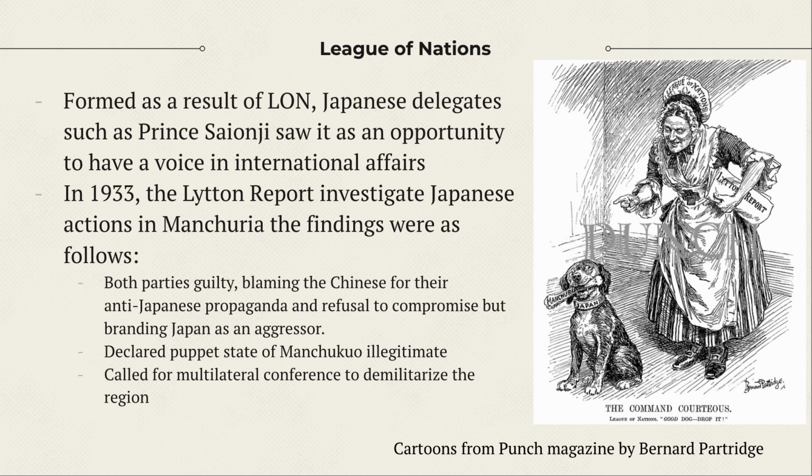You can see here how Bernard Partridge in Punch magazine represents the findings of the Lytton Report. We see this old maid, who represents the League of Nations, telling off the naughty dog, who is Japan, for grabbing the bone. The League of Nations says, good dog, drop it now. The dog is obviously not going to drop it. Japan is not going to give up Manchuria. Why would they? This is such a weak response by the League of Nations. And so what do they do? They walk out.